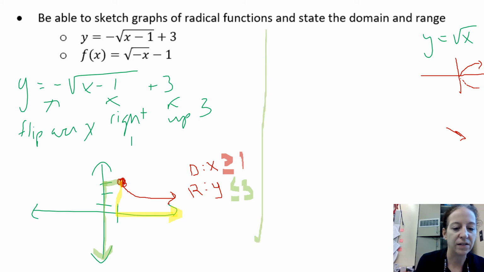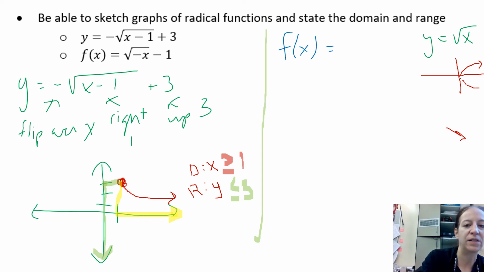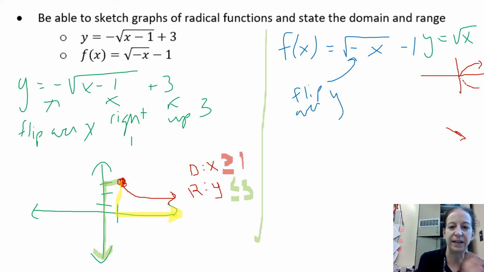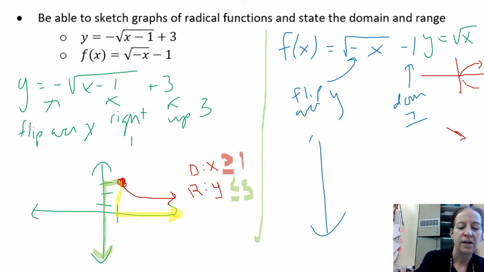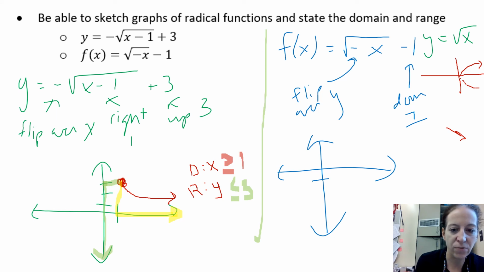Let's take a look at the second one and go back over to my pen so that I'm not making a mess of this. So second one is f of x is equal to the square root of negative x minus 1. In this case, the negative is a flip over the y-axis. Okay, so the placement of the negative makes a difference. And then minus 1 on the outside means we're going down 1. So we're going to go down 1.